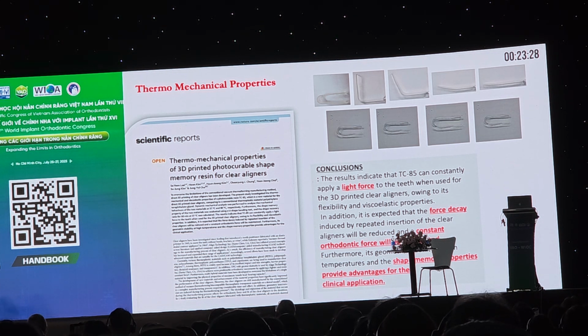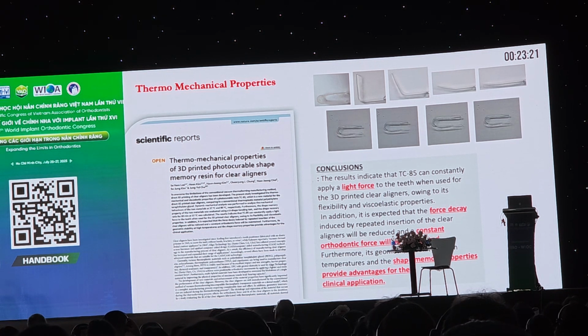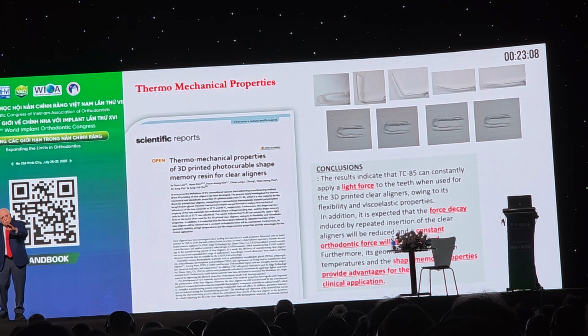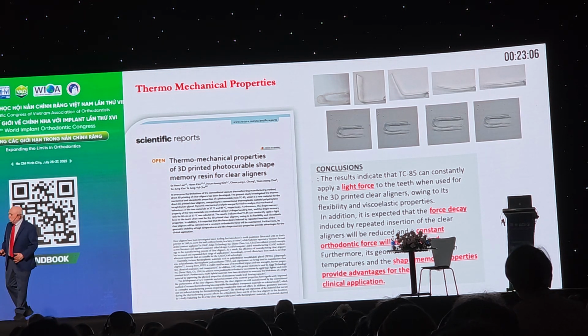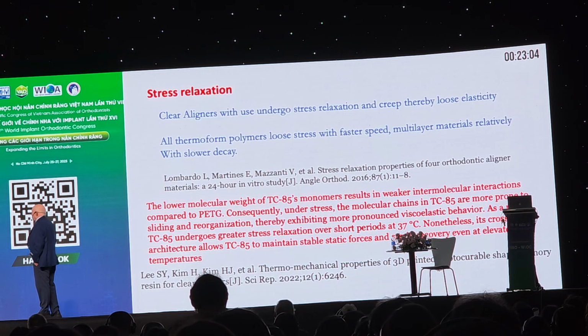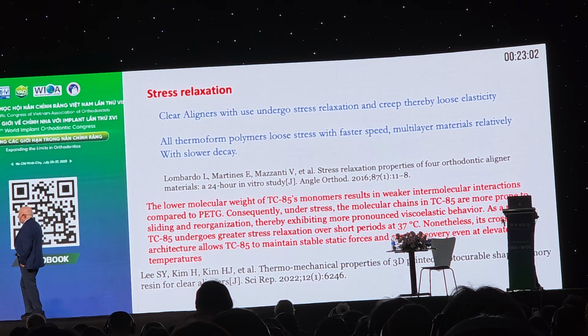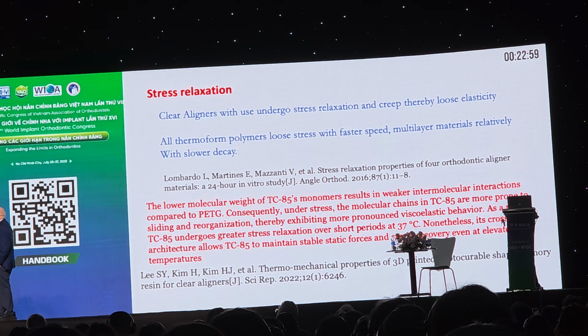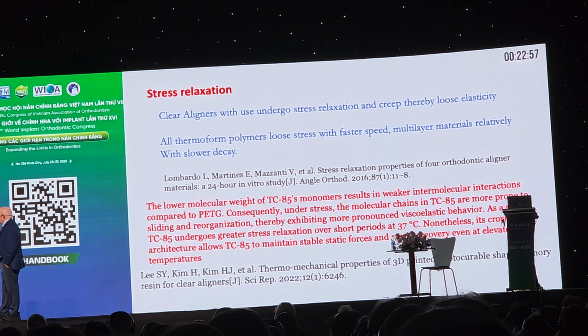Thermomechanical properties. You can see this paper came out in Scientific Reports. It basically talks about that if you take a thermoform in the lower line, you bend it, it remains in the mouth in the same position. But if you take a shape memory aligner, you can see that it will go back to horizontal position. So if your teeth were this, teeth is going to move along with deactivation. Stress relaxation. So stress relaxation is extremely important.